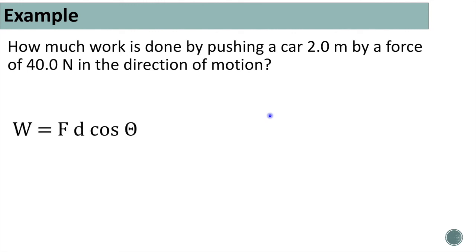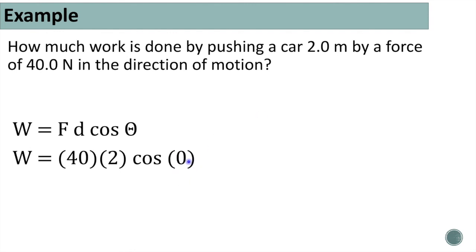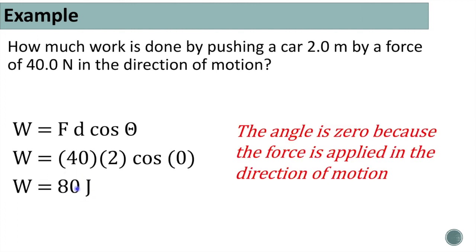So you can still plug everything in. Your force of 40 times 2 meters times cosine of 0, because again, your angle is going to be 0. Cosine of 0 equals 1. It does not equal 0. So just make sure you type it in so you don't screw it up by saying your answer is 0. So in this case, it's going to equal 80 joules. And again, the angle is 0 because the force is applied in the direction of motion. When you see that phrase, your angle is 0.